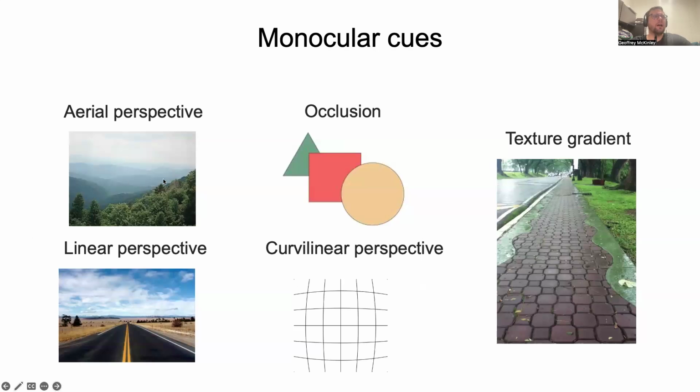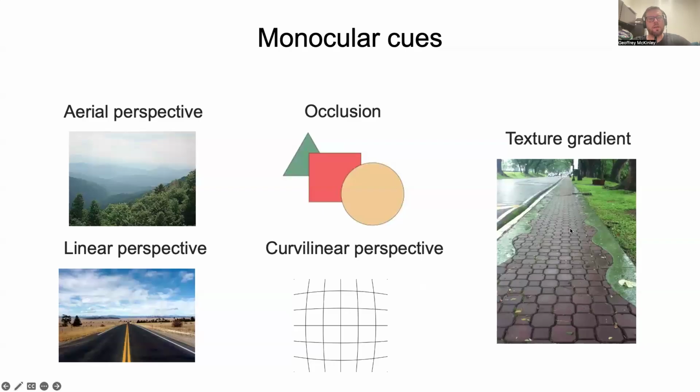So aerial perspective is just that things that are farther away are going to be more faded because of the air molecules in the environment. Linear perspective is that two parallel lines are going to converge the farther away they get. Occlusion: things that are occluded are going to be farther away than things that are not occluded.